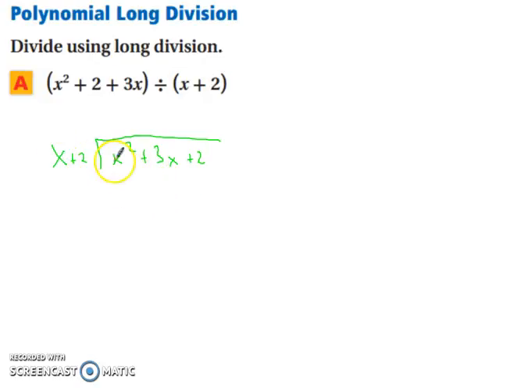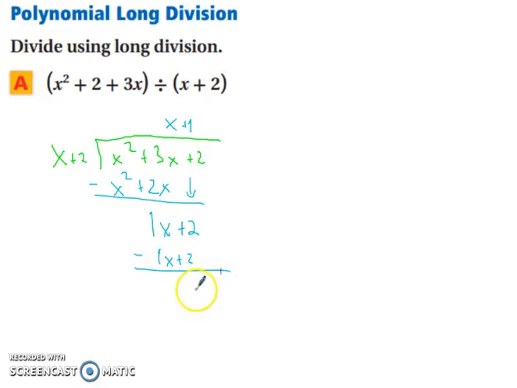So what times x is going to give us x squared? Well, in this case, x. So x times x is x squared, and x times 2 is 2x. And then we subtract. So we're left with 1x. Bring down our next term, so plus 2. So what times x gives us x? Plus 1. So we end up with 1x plus 2. When we subtract, we end up with 0. So we are done. Our end result is x plus 1.